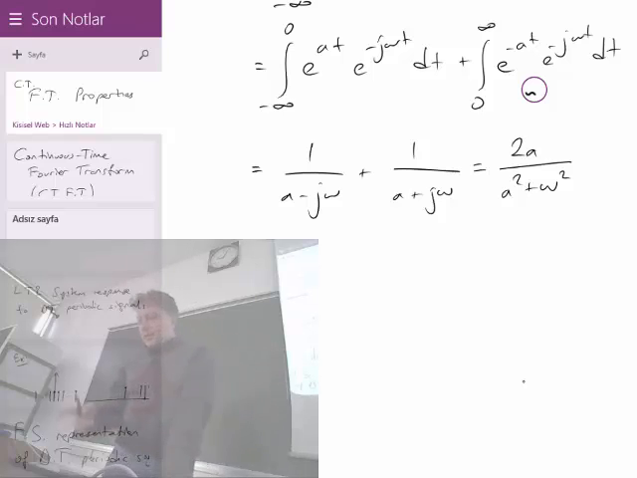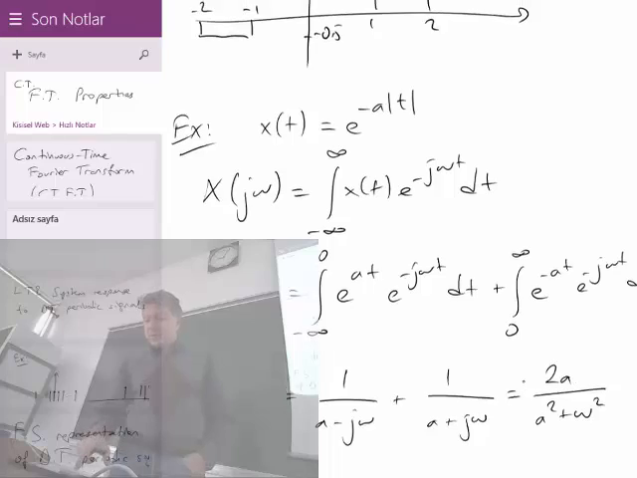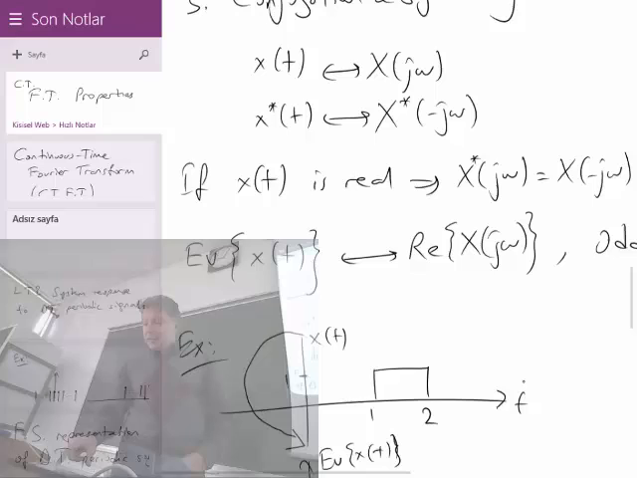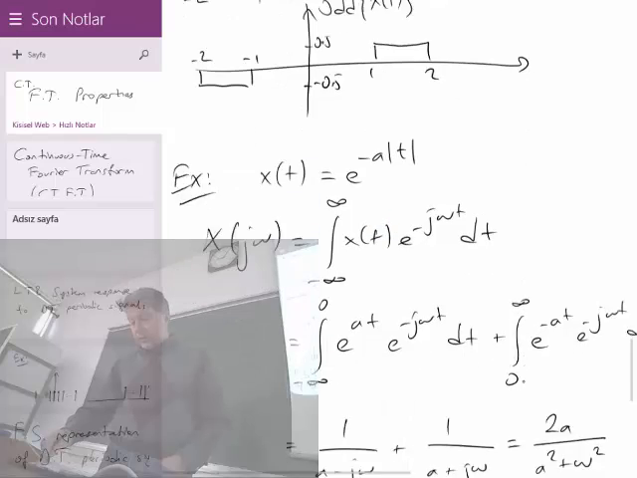But in the previous hour, yesterday, I mentioned one property, and we are still following that property, if you may remember. We are in the topic of properties. This was just an example to illustrate the property that is given here. The even part of x of t, any x of t, will produce the real part of the Fourier transform. And does it have anything to do with it here?